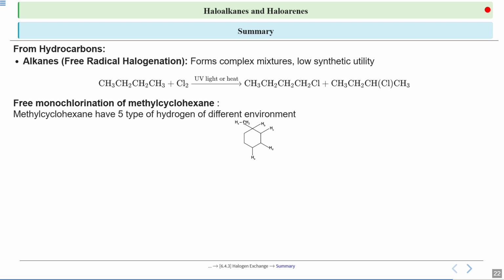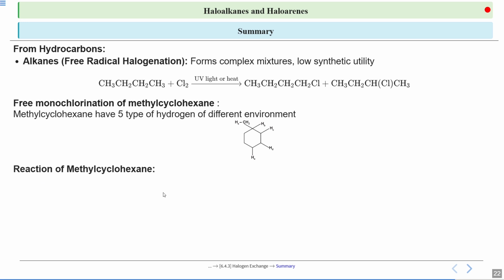HA is this one, which is attached to the CH3, and which CH3 is attached to one of the carbons of the cyclohexane. There is HB, which is present at this substituted carbon of cyclohexane. There is HC, which is present at the second position, then HD, which is present at the third position, and then HE, which is present at the fourth position of the carbon of cyclohexane. So it has exactly 5 types of hydrogen in different environments.